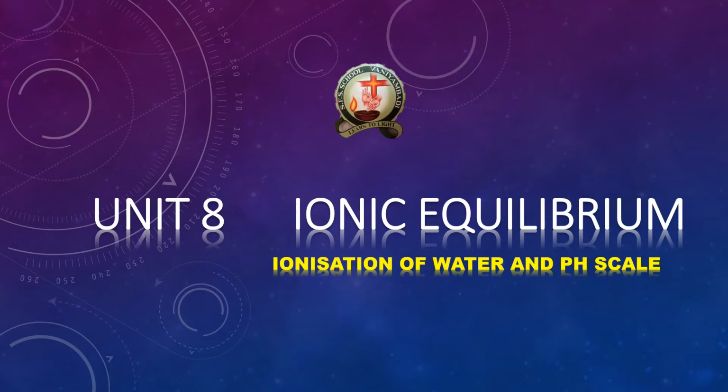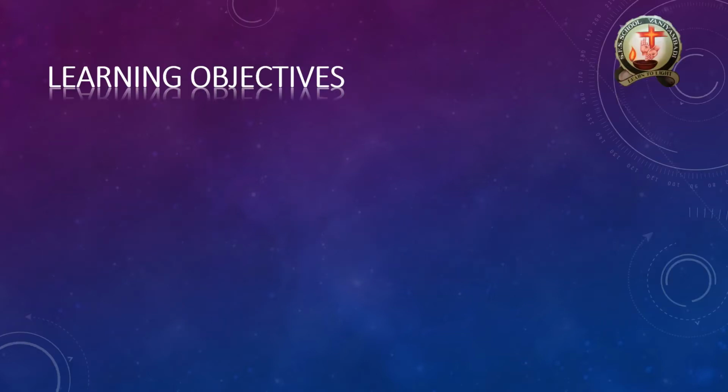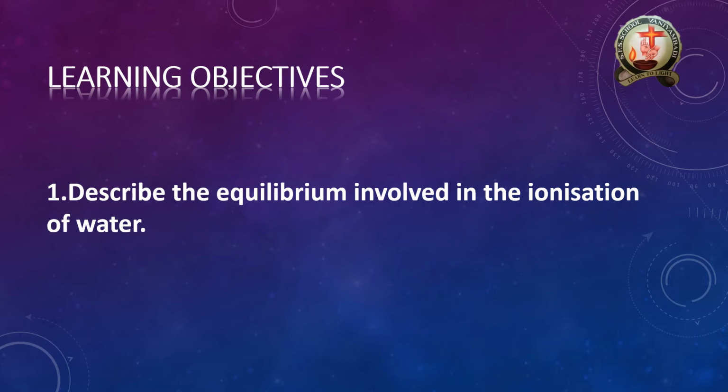Today our topic is ionization of water and the pH scale. Okay, let's go to the video. Today's learning objective is to describe the equilibrium involved in the ionization of water. Describing the equilibrium is nothing but describing the dissociation of water. How the dissociation occurs in a water molecule, we are going to learn in this video, and also the pH of water.